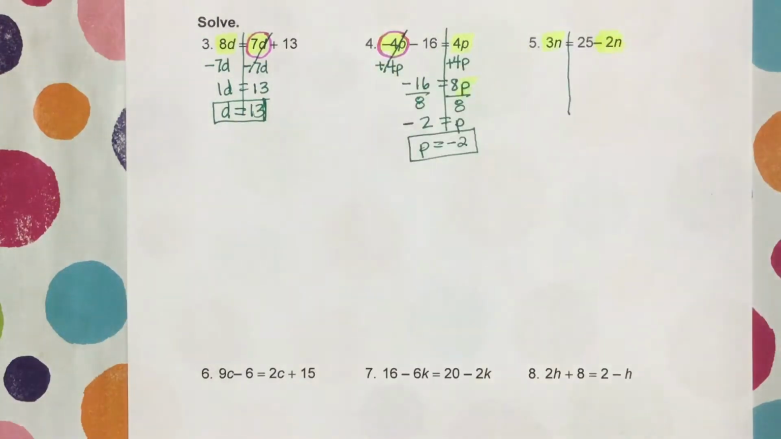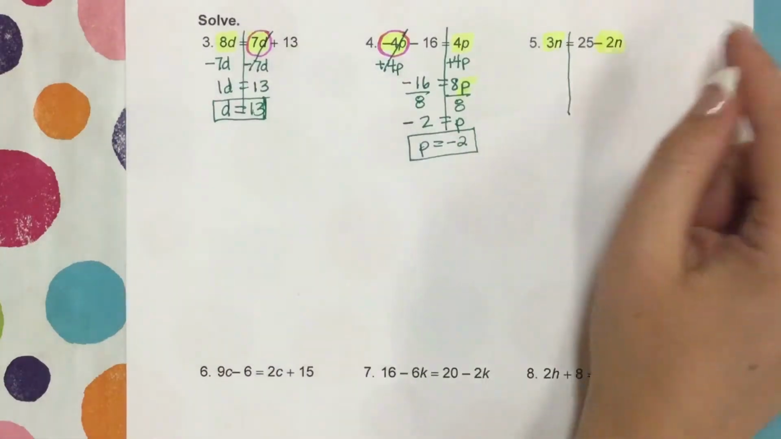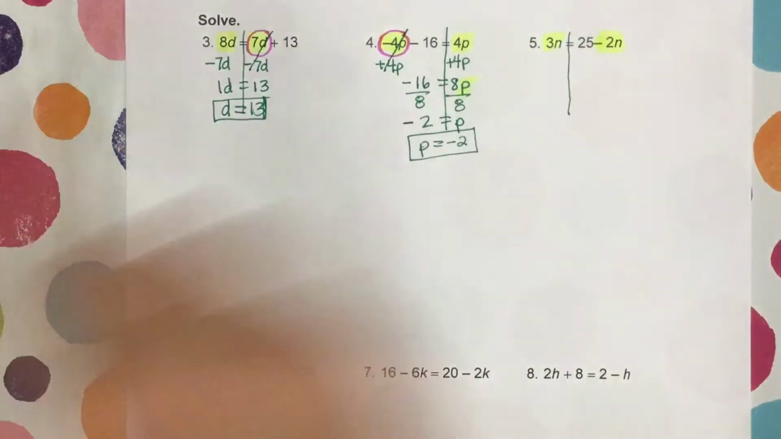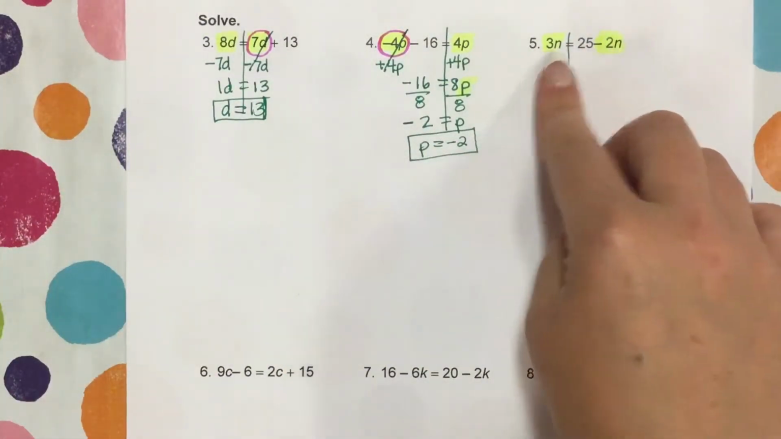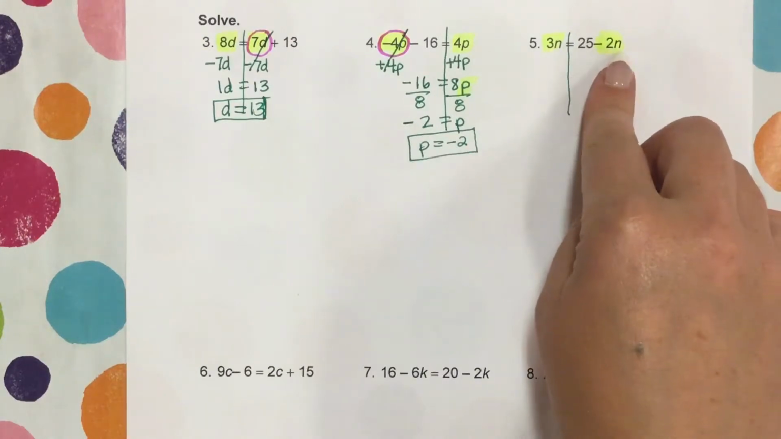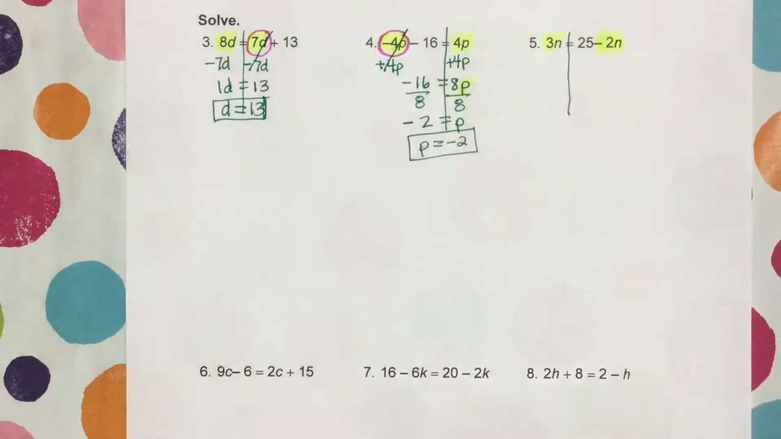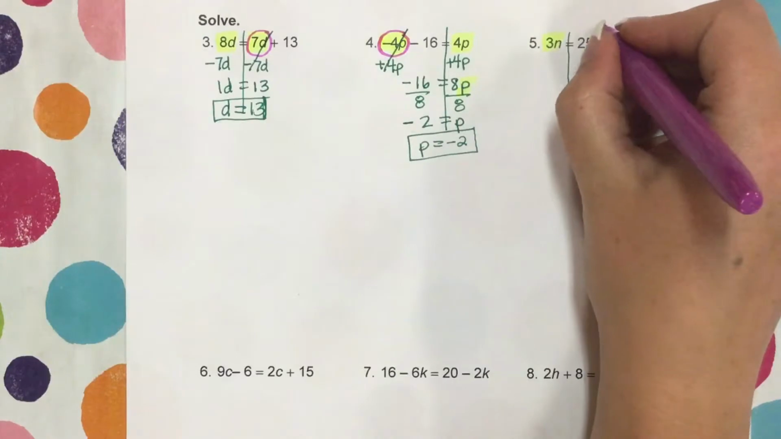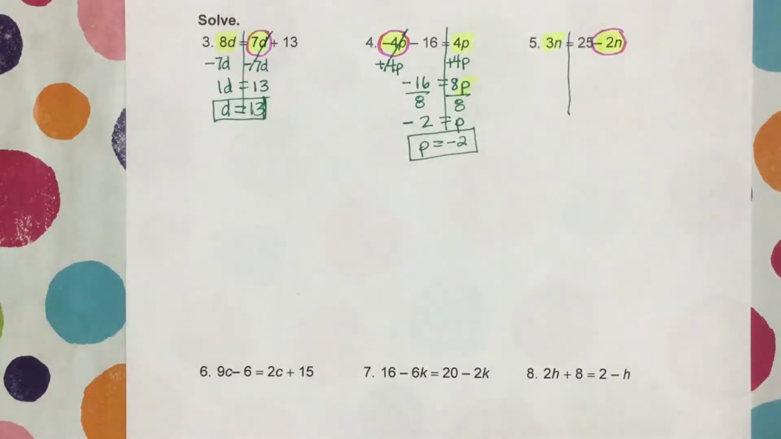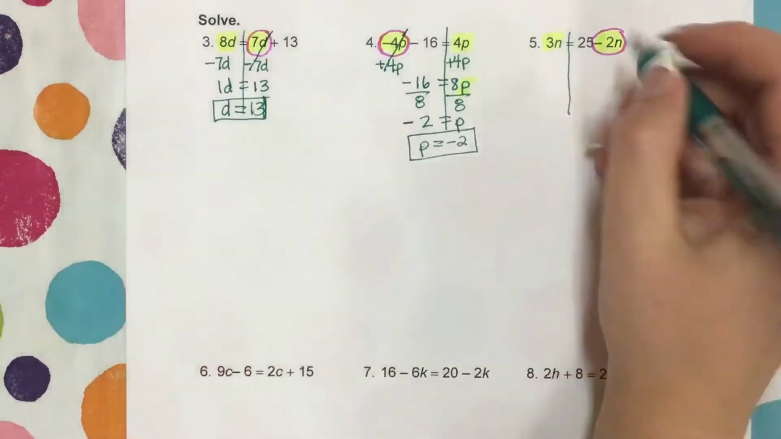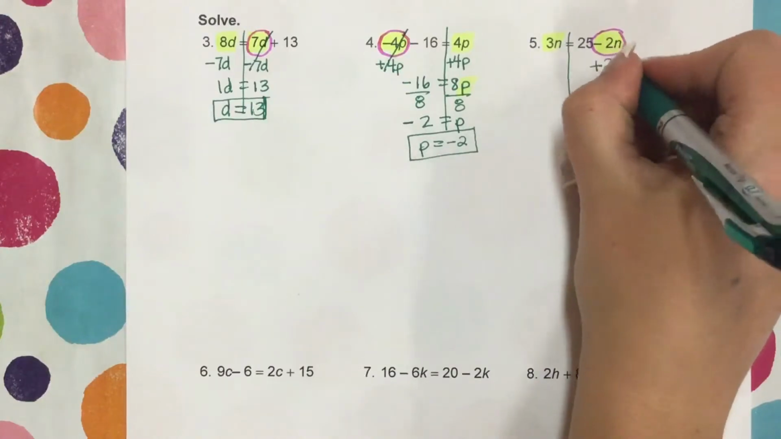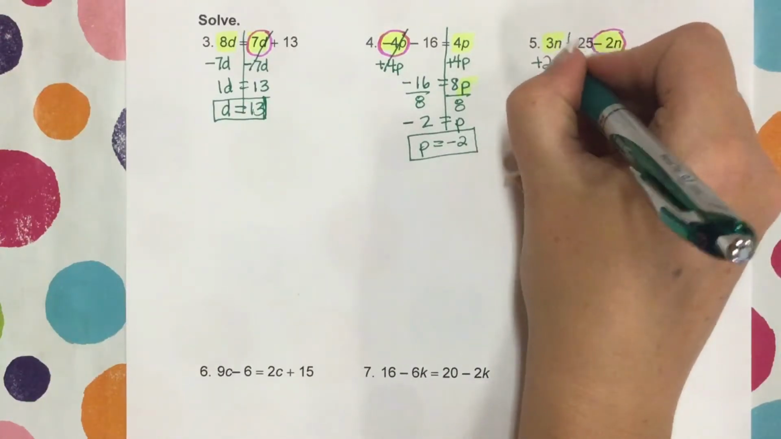So we're going to look at the coefficients, and we're going to move the one with the lesser coefficient. Remember, coefficient is the number in front of the variable. So we have 3 here in front of n, and then we have negative 2 in here. And negative is always less than a positive. So this is the one that we're going to be moving. Okay? So the inverse operation of a negative 2n would be a positive 2n. So we're going to add 2n to both sides.